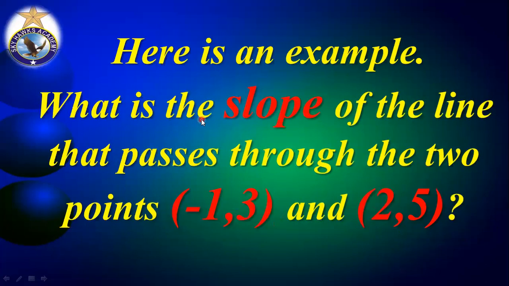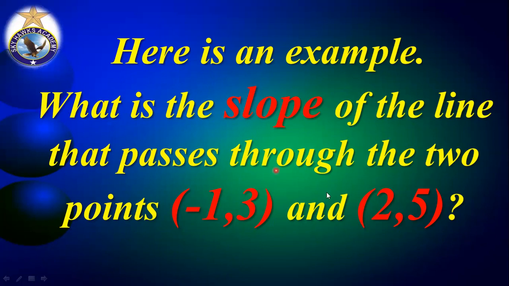Okay, let's see. Here is an example. What is the slope of a line that passes through the points -1, comma 3, and 2, comma 5? So what should be your answer? It'd be 5 minus 3, which is 2, over 2 minus minus 1, so it's 2 over 3. 2 over 3, absolutely right answer.